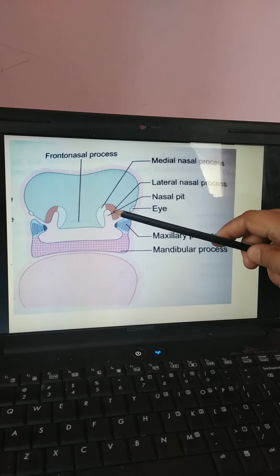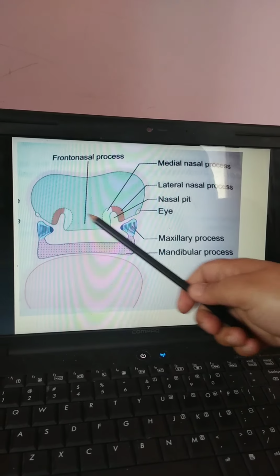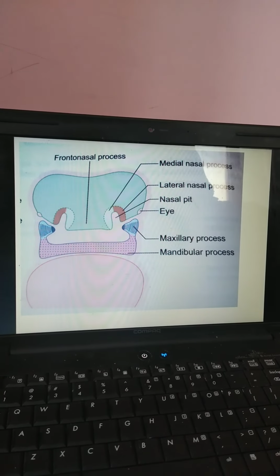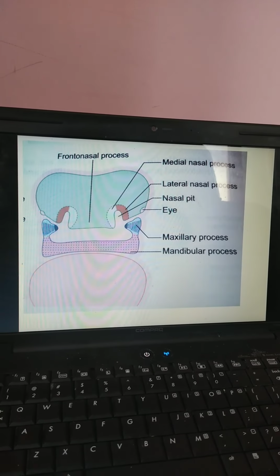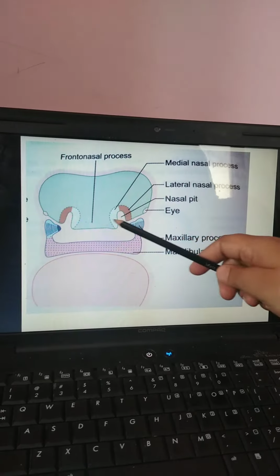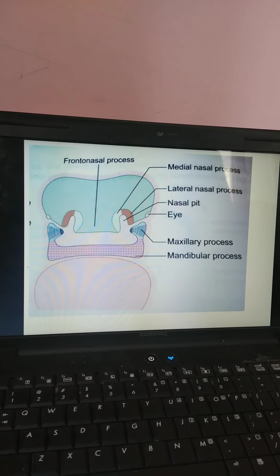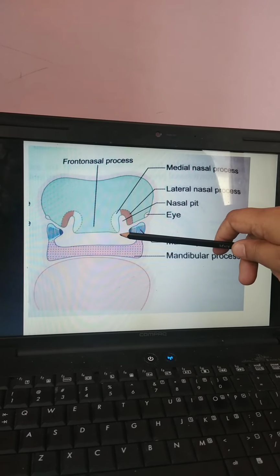What is a nasal placode? These are the ectodermal thickenings on the frontonasal process on each side. The thickening later on pits downward. It goes under the surface and forms a pit. Now this is known as the nasal pit on each side. So these pits are continuous with the stomatodeum below.